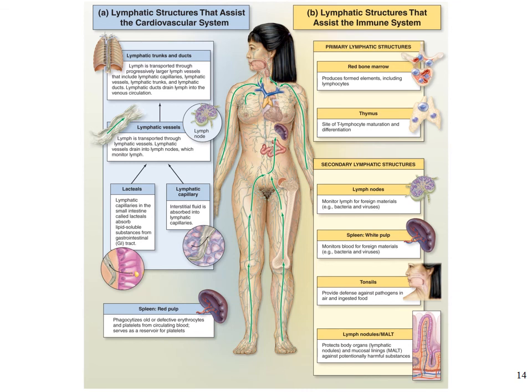Okay, on this slide, we simply see a comparison of the lymph structures that assist the cardiovascular system. So now we're talking about returning materials to the blood after they've been inspected or with capillary exchange, and then lymphatic structures that assist the immune system, the body's defenses, and fighting off diseases and potential invaders.